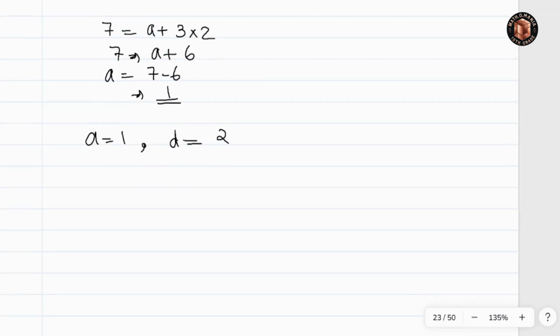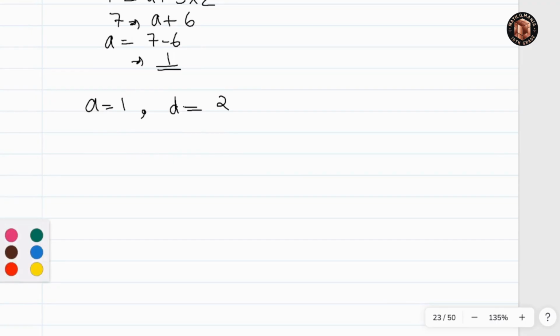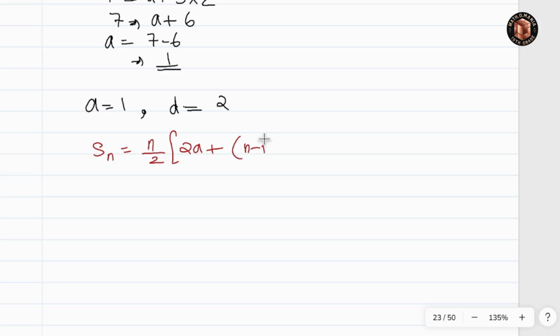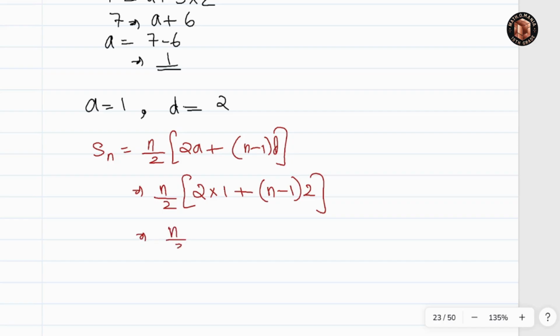Now I can substitute these values in our original equation for Sn. Sn equal to n by 2 into 2a plus n minus 1 into d. Therefore, n is how much? We don't know the value for n. That is n divided by 2 into 2 into 1 plus n minus 1 into 2, which is equal to n by 2 into 2 plus 2n minus 2, right?